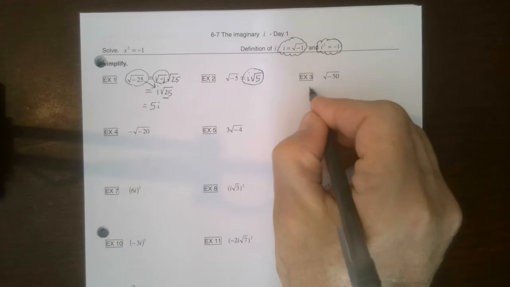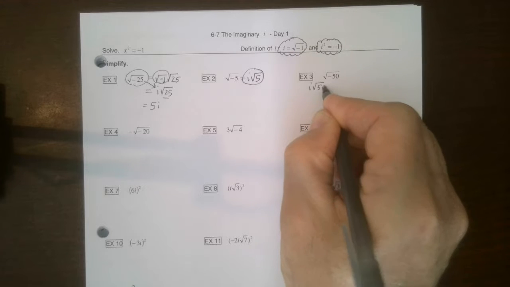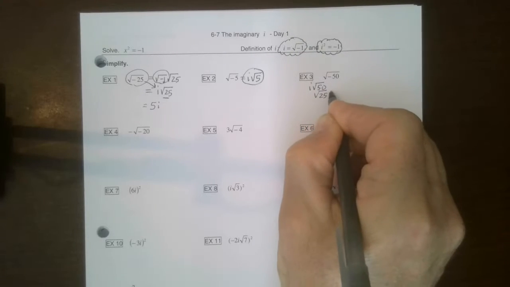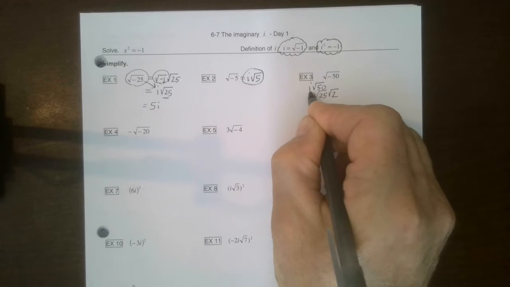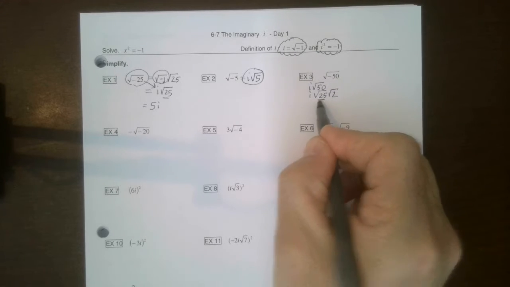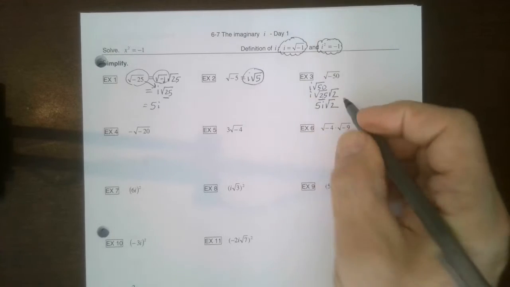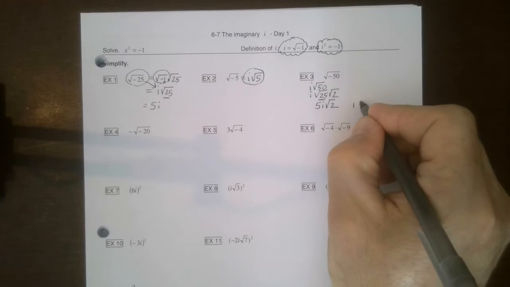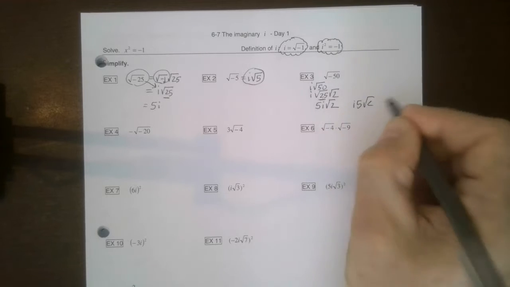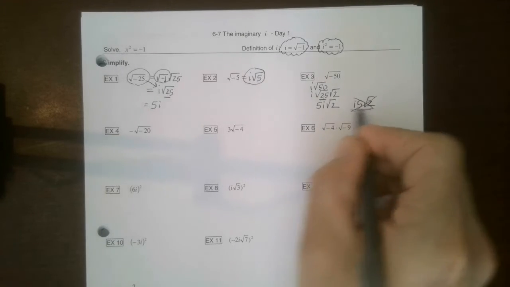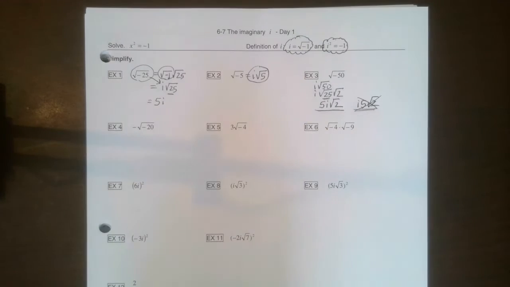How about this one? Take the i out, and now we go, hey, wait a minute, the square root of 50. I've seen this before. This is not my first rodeo. So I've got a square root of 25, which is 5, so I'm going to rewrite it as 5i square root of 2. And somebody might go i5 square root of 2. It's not wrong, it just doesn't sound right. This is the proper way to write it, okay?